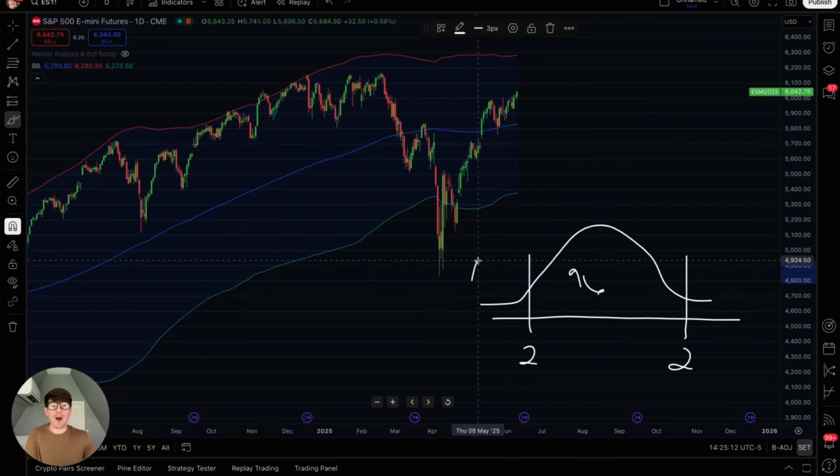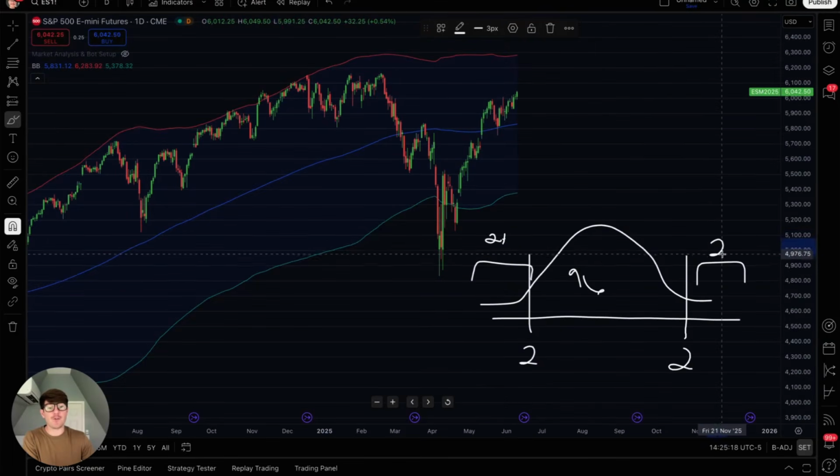What does that mean when we go outside of these ranges? If we go outside of these ranges, that means there's a 2% chance that it actually stays there for any amount of time. So if we get outside of these ranges, that's something we can bet on with very large statistical significance to have a very high win rate.